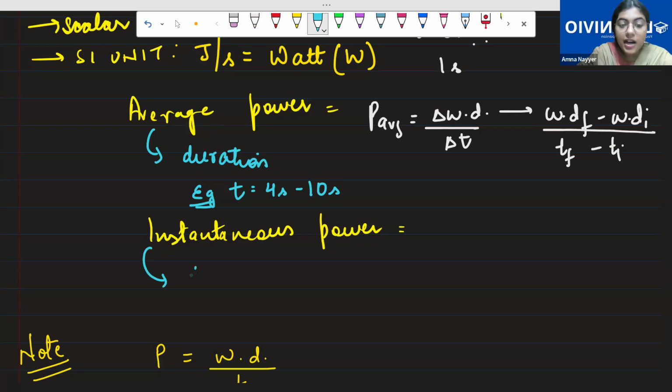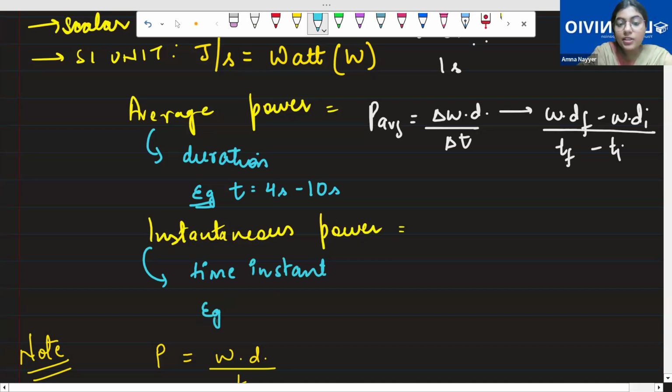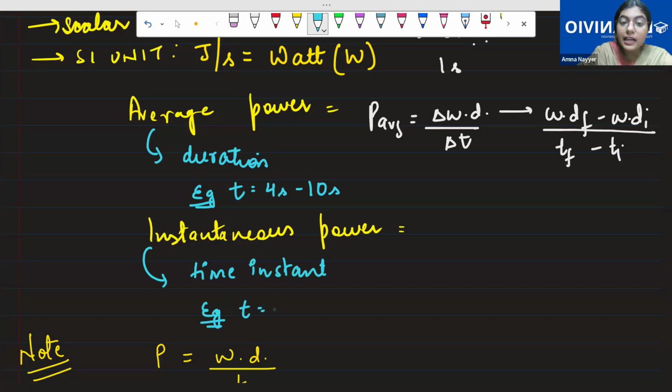Instantaneous power means if I have a time instant with me. For example, if I ask you to calculate the work done exactly at 4 seconds or exactly at 10 seconds, not 4 to 10 seconds, which becomes the duration. This is a time instant. So for instantaneous power, you differentiate work done with respect to time, dW over dt.